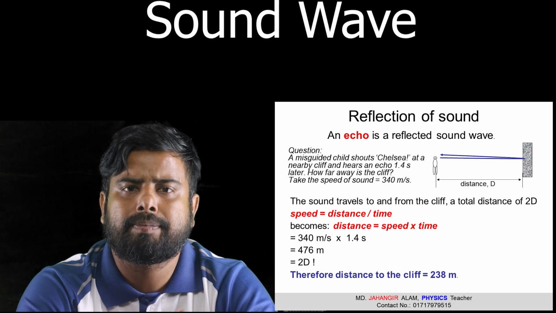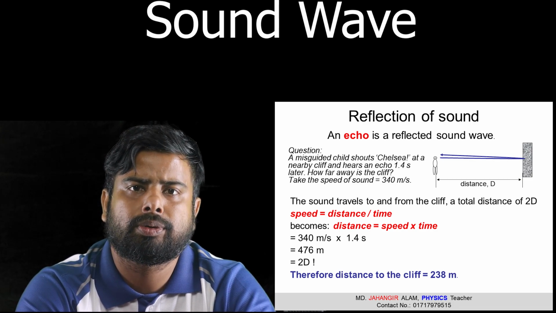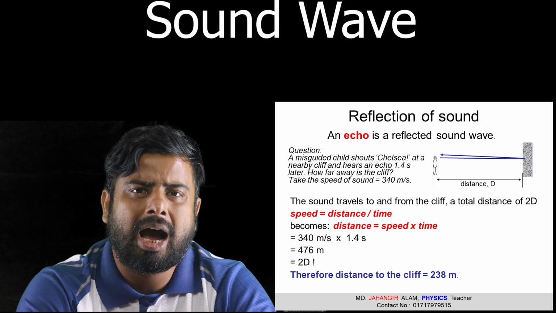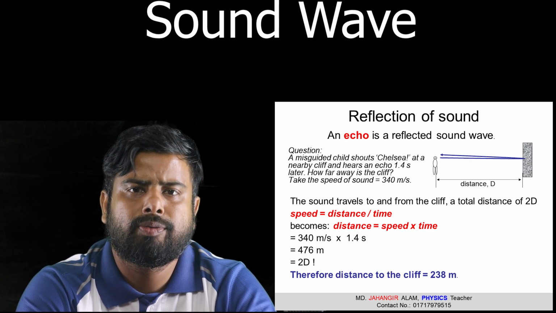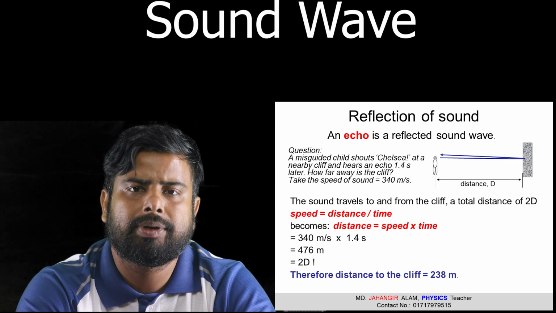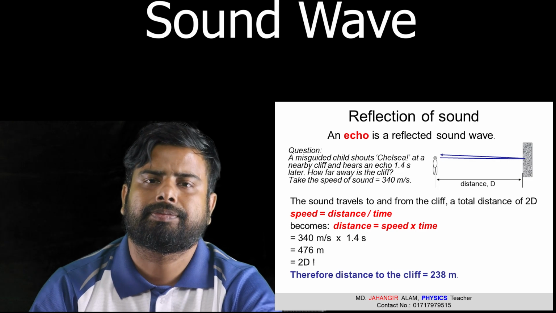340 meters per second into 1.4, because reflected sound travels twice the distance, we have to halve the time. So 1.4 seconds, so 476 meters is twice d. Distance to the cliff is 238 meters.